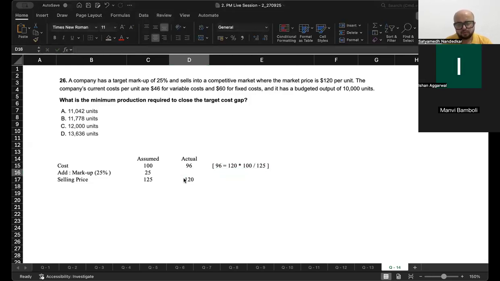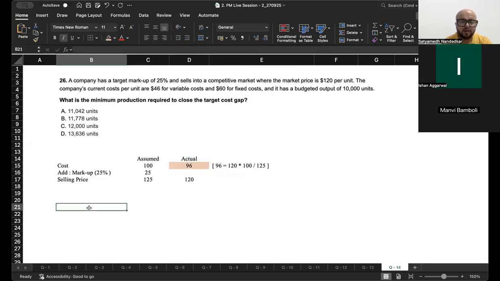Okay. So this is the current cost. Or this is the target cost. Company's current costs are 46 for variable, 60 for fixed at a budgeted output of 10,000. Okay. So the current variable cost is 46 and current fixed cost is how much? Current 60. The budgeted fixed cost. Is this 10,000 into 60? Yes.